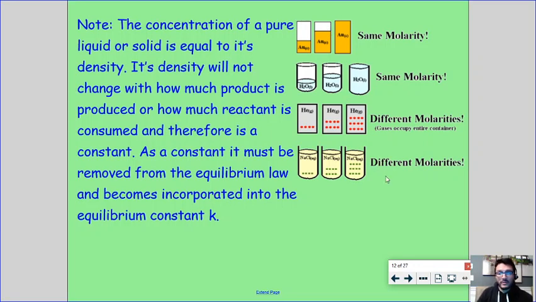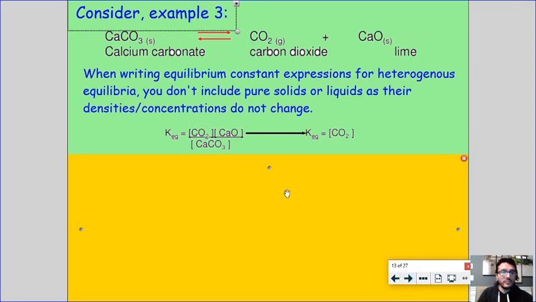Now, why is that important? We're going to certainly see that in a lot of detail, but first we're going to start with this. Here's an example. We have solid calcium carbonate that when it's decomposed produces carbon dioxide and calcium oxide, otherwise known as lime. Now initially you might think, well, KEQ is going to be equal, right?